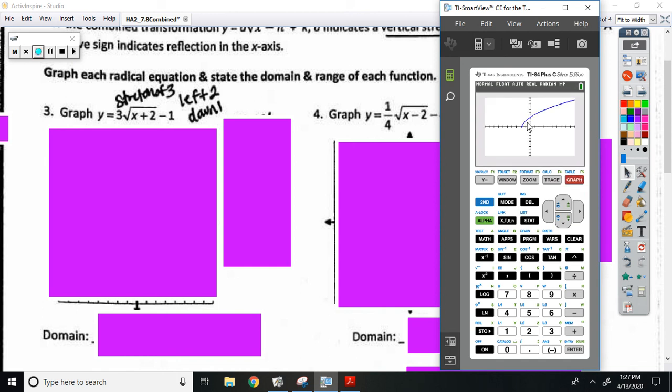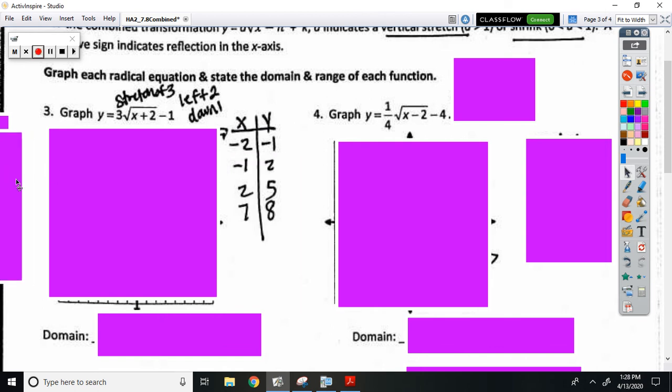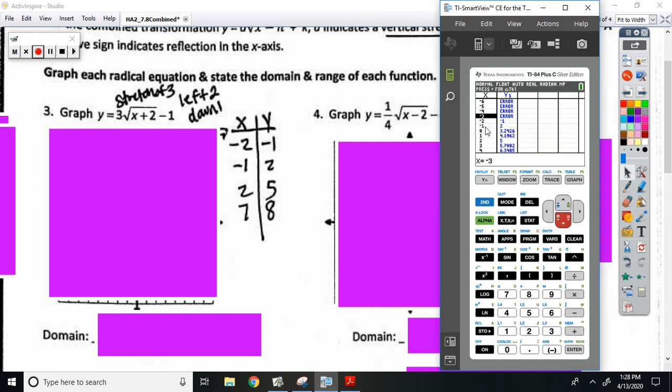We'll press our graph, and sure enough, it looks like it went left 2. It doesn't really look like it went down 1, but it did. Promise, if you go to your table, you will be able to see that clearer. It is at (-2, -1). So I'm going to go ahead and just jot down those points in a little table here. So we had (-2, -1), (-1, 2), and (2, 5). I also put (7, 8). I don't know if that'll fit.